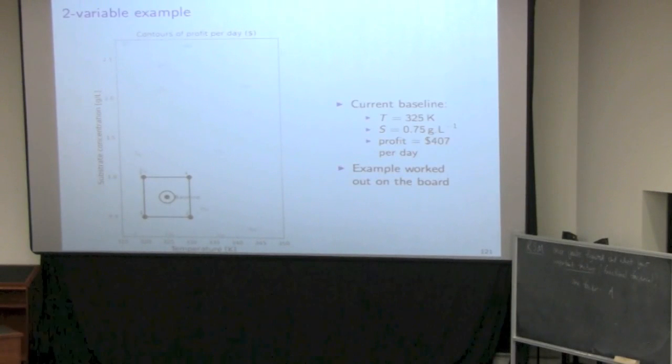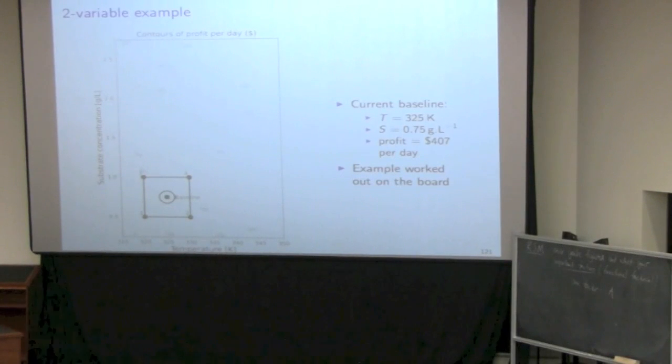Profit is a great Y variable because it combines both income and costs in one objective number. Profit is income minus costs, so you're both maximizing income and minimizing costs at the same time with one objective function. So if you're ever stuck for a good Y variable, profit is likely going to be it. So we're going to maximize profit, and at the moment where we're operating, we're making profit on the order of 400 bucks a day. So not a whole lot of money. Let's see how we can improve that.